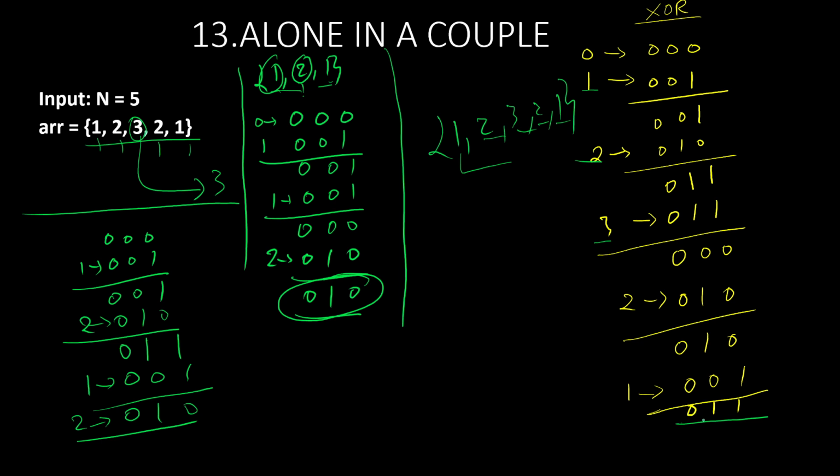If you convert this into decimal form, this will be 3. And this is our output for this question. I hope you have understood how to find the lone element using the XOR operation method. Let's go into the coding section so it will be more clear.